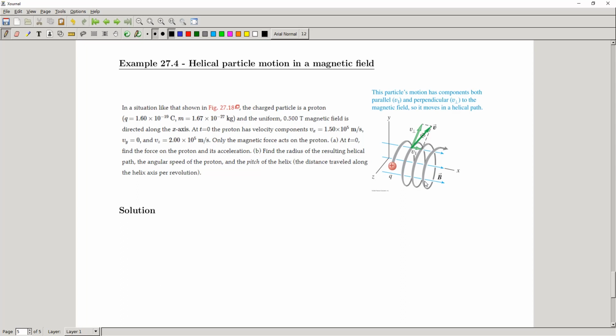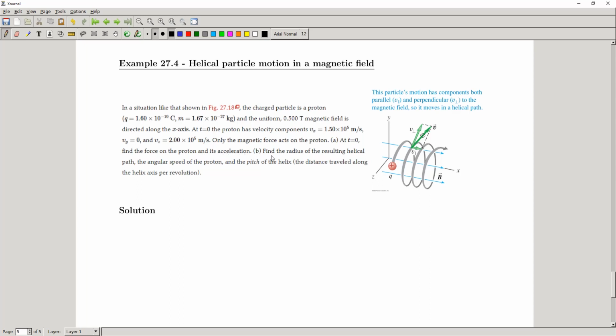We have the direction of the magnetic field pointing in the direction of the x-axis. At t equals 0, the proton has a velocity given by these three expressions: the x component, the y component, and the z component of the velocity. We're told that only magnetic forces are acting, and at t equals 0 we want to find the force on the proton and its acceleration.